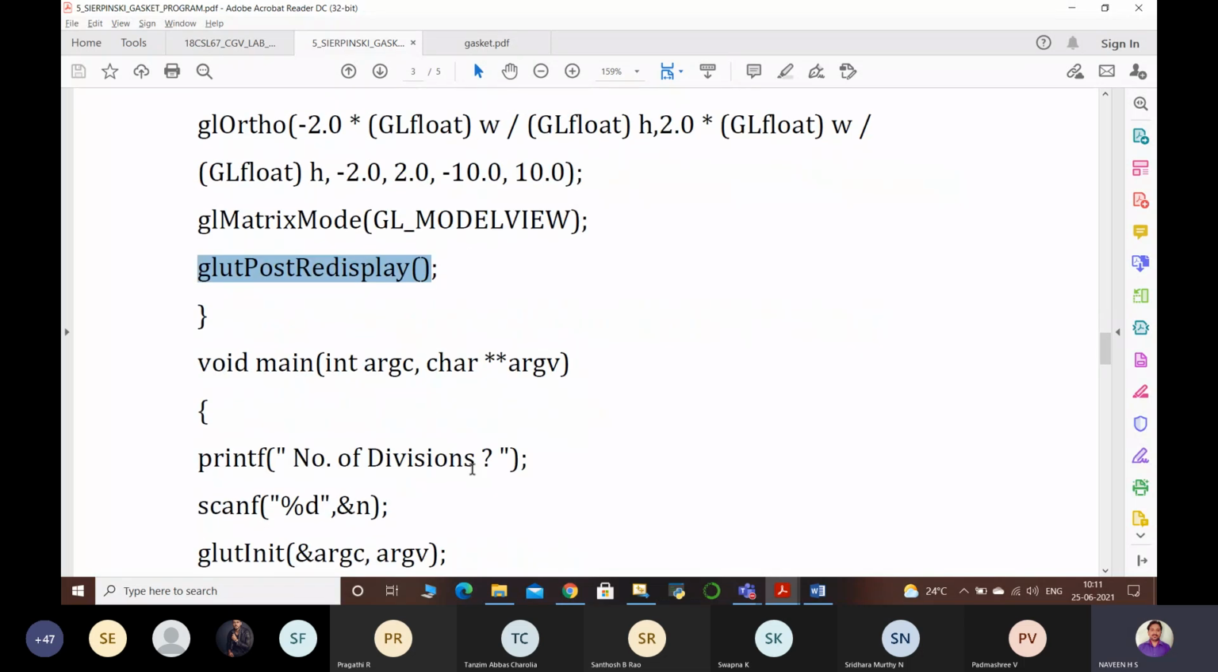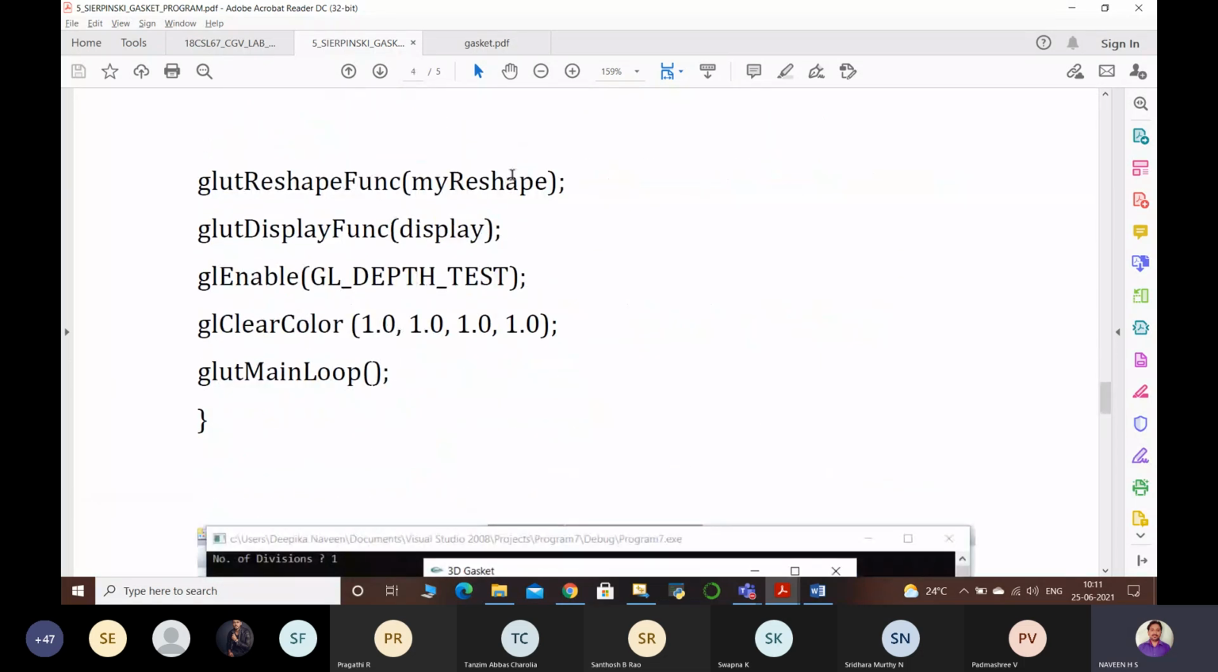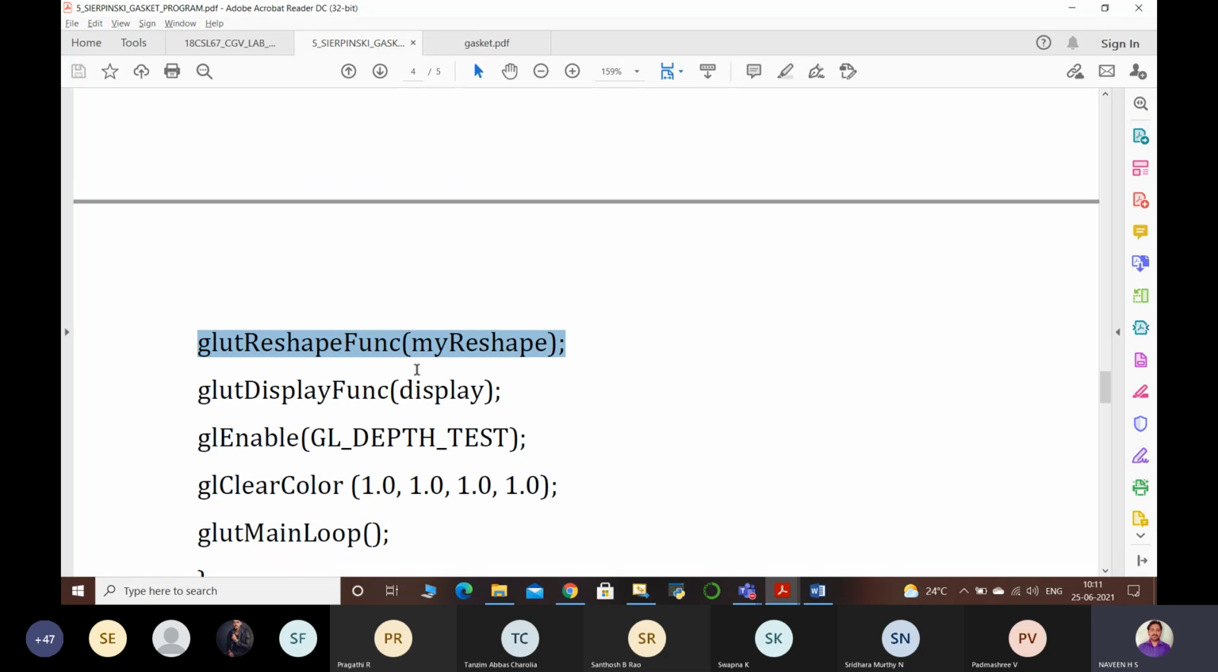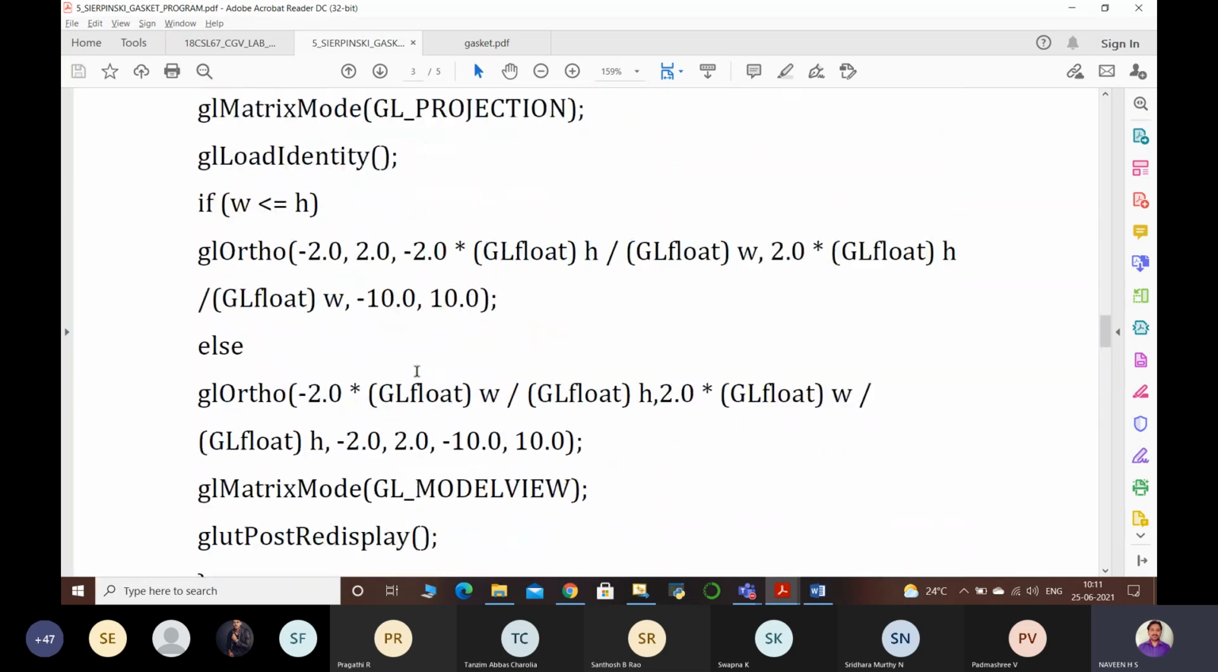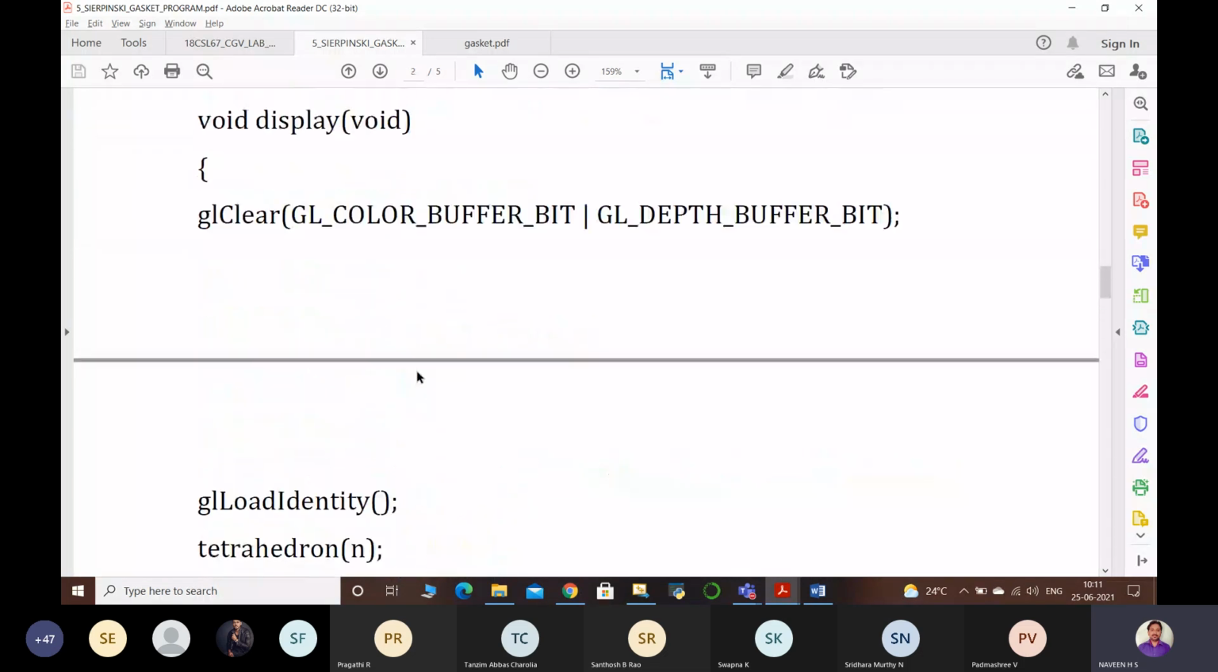Next, once that is done, again we'll come back to the main function. So this is done. This is what we have considered with respect to the changes in width or height of the object. Next, glut display function mode display. So as usual, the standard display function is going to be called. So we'll go back to the display function.